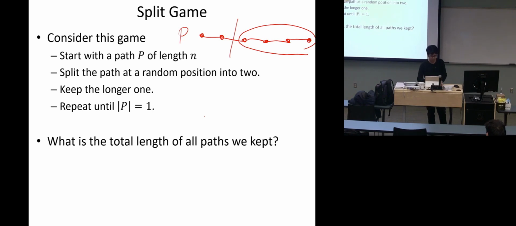Okay. So first of all, can you tell me what's the worst case length that we can get? Half of the length of the path. Or per split, or total? No, in total. What's the worst case total length of the paths that we have seen so far? N?